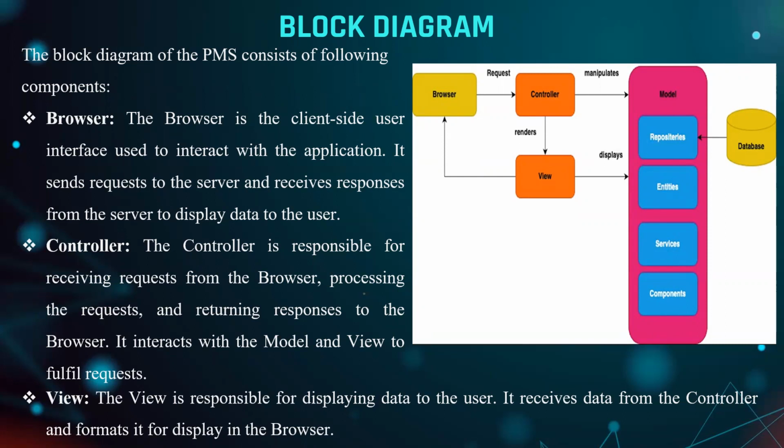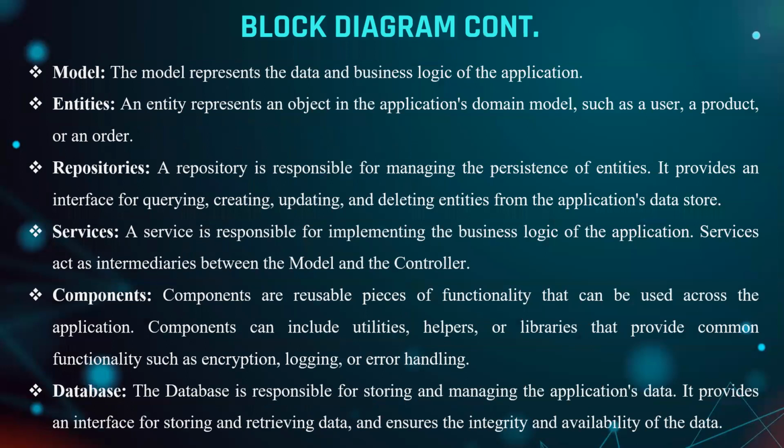Controller. The controller is responsible for receiving requests from the browser, processing the request, and returning response to the browser. It interacts with the model and view to fulfill requests. View. The view is responsible for displaying data to the user. It receives data from the controller and formats it for display in the browser. Model. The model represents the data and business logic of the application. Entities. An entity represents an object in the application domain model such as a user, a product, or an order.